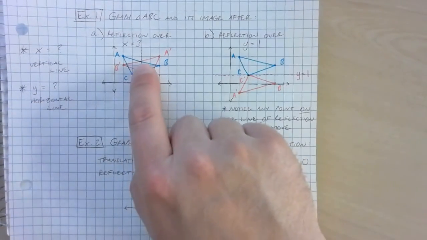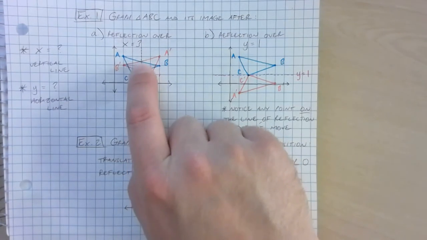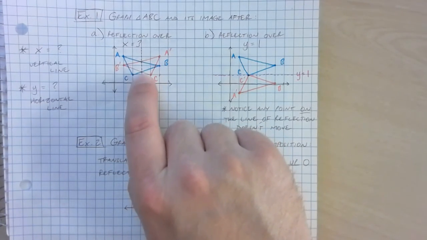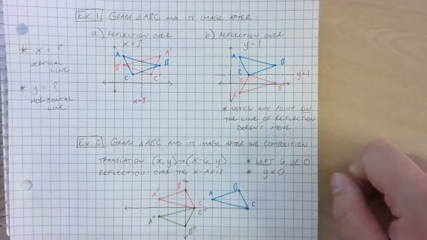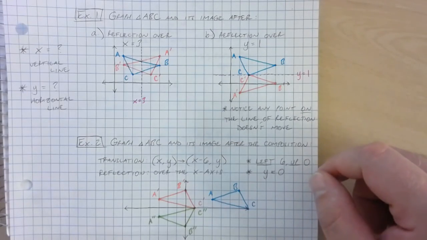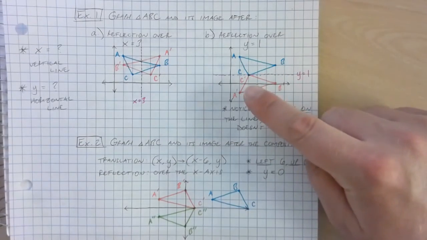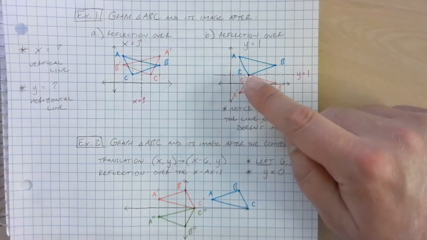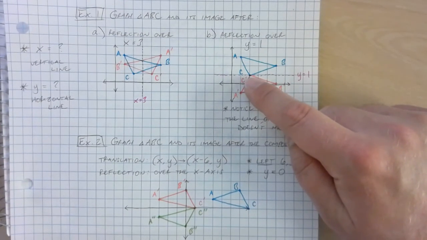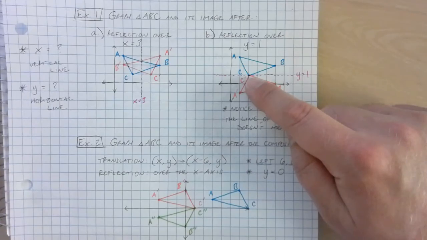Just like over here, it wasn't one of the points or one of the corners, the vertices, but it was part of the actual triangle itself. Okay, so again, just trust the process, and you're just finding distance away and matching the distance to the other side. If there is no distance away, then that image point is just the same exact point.